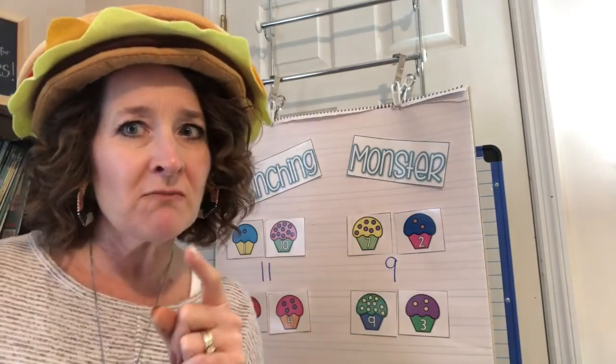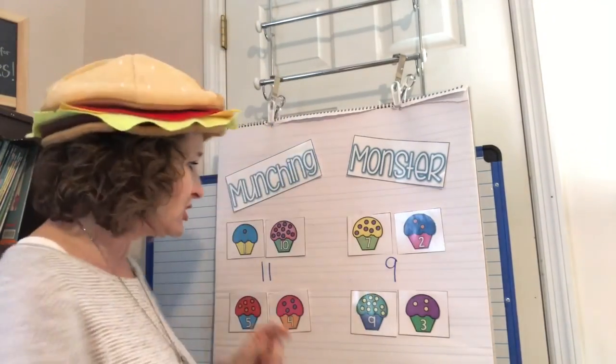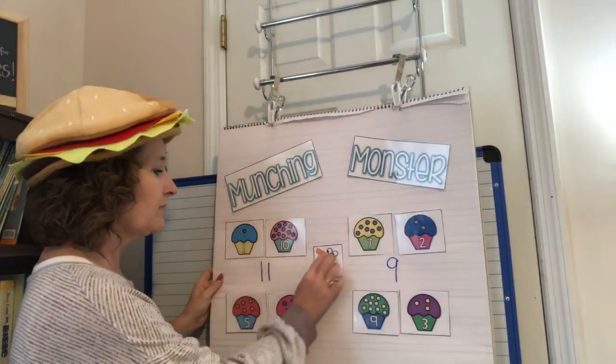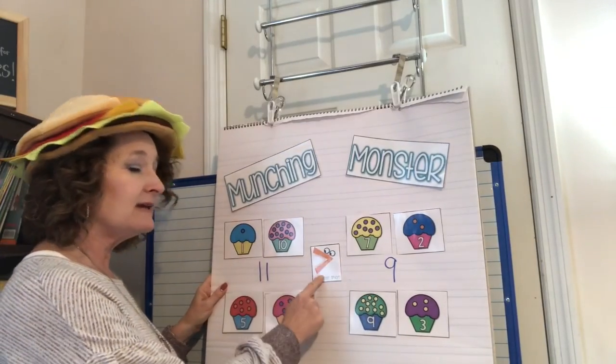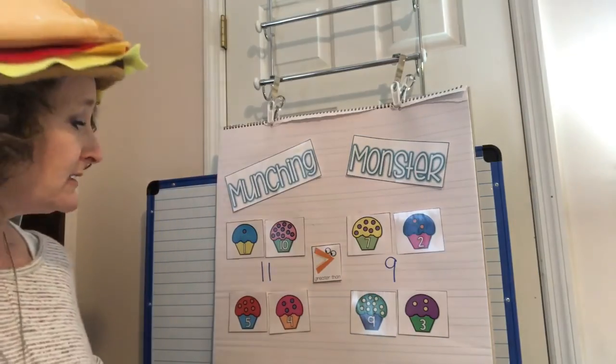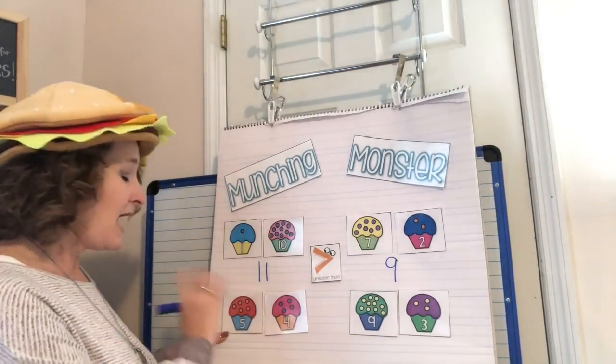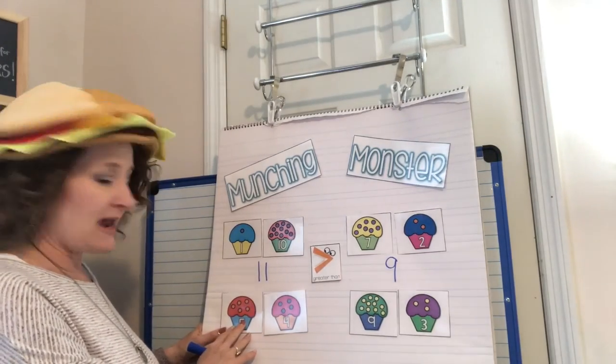Munching monster likes to munch, he always eats the greater for his lunch. So here he goes. 11 is greater than 9. Let's try it again. Let's look at this one. I've got 5 and 4. Well, I always choose the bigger number, 5, and I just count up.